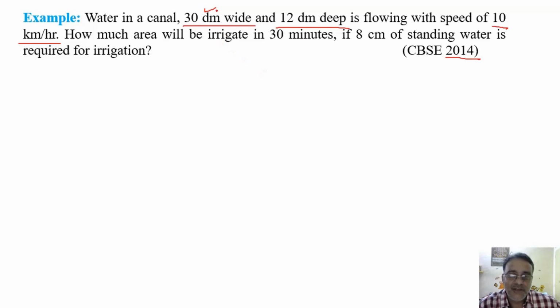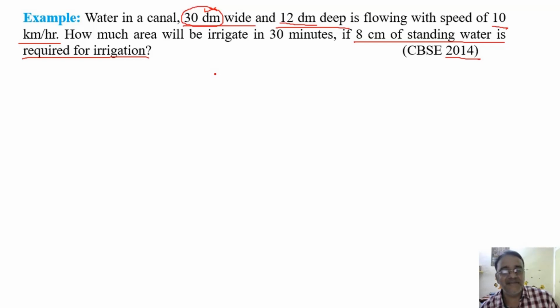So to convert it into meter, what do we have to do? We have to divide it by 10. Here also we have to divide it by 10. Or you can convert it into centimeter and then divide by 100. Fine. How much area will be irrigated in 30 minutes if 8 centimeter of standing water is required for irrigation? Now this is very similar to our textbook question, but the numbers are different.